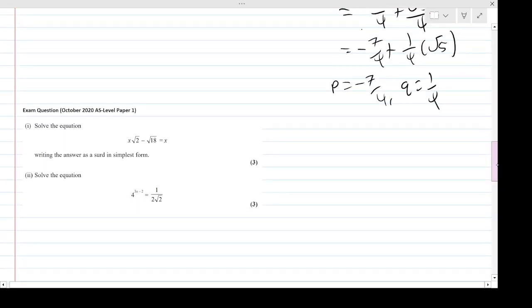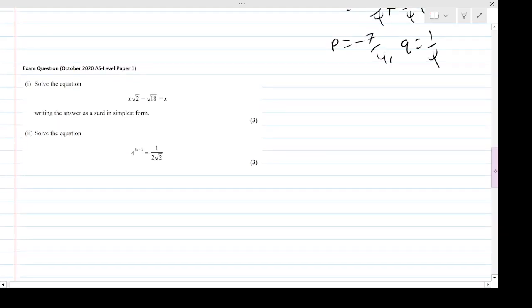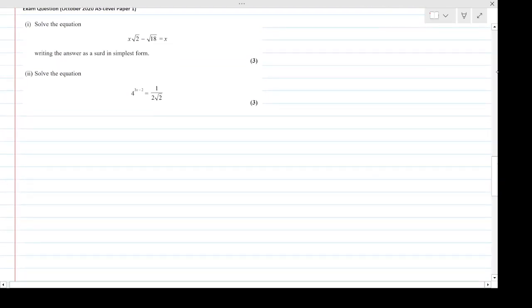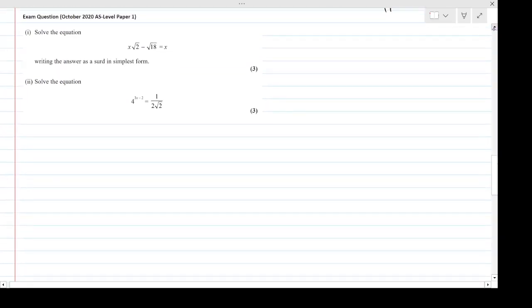Okay, now I want to finish off looking at some exam questions relating to this topic, and to really test your knowledge and make you comfortable with exam practice. Okay, so this exam question. Firstly, it's asking us to solve this equation, writing it as a third in its simplest form.